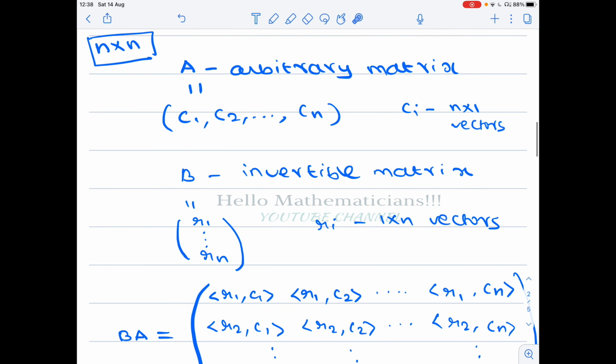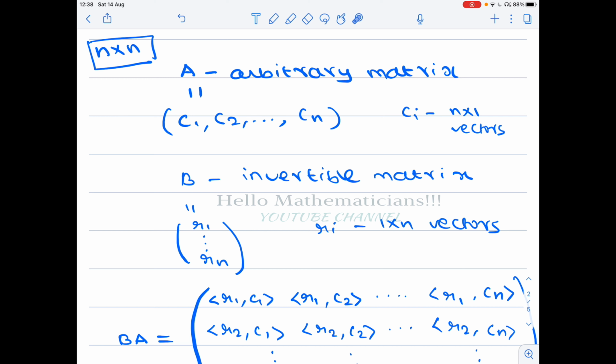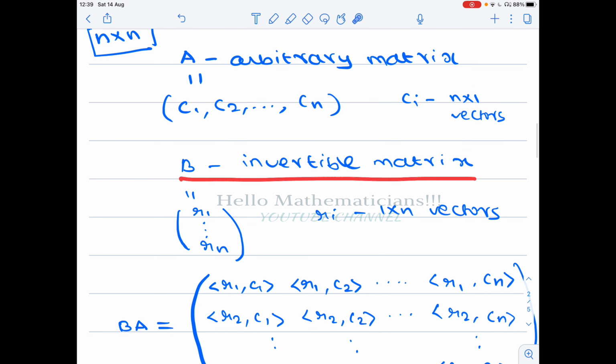Let's see why. So you take A to be an arbitrary matrix, and I take the columns of the matrix A to be C1, C2, etc., Cn. If A is an n by n matrix, then these columns are n by 1 vectors. I take B to be an arbitrary invertible n by n real matrix, and I take its rows to be R1, R2, etc., Rn. These rows are 1 by n vectors.